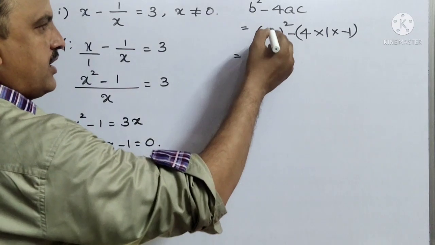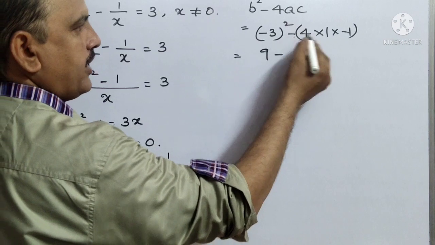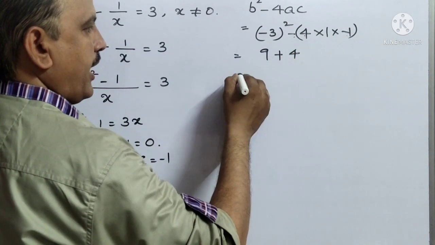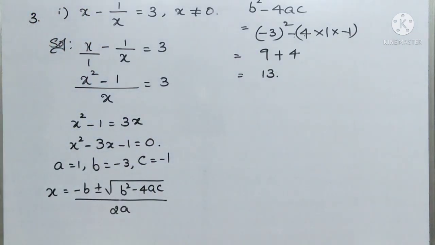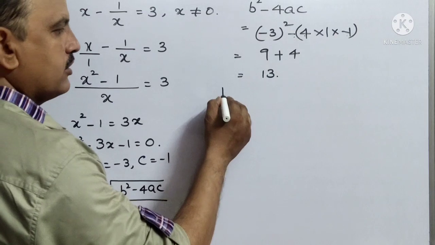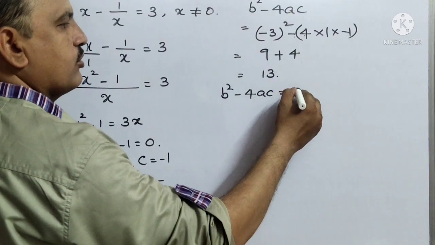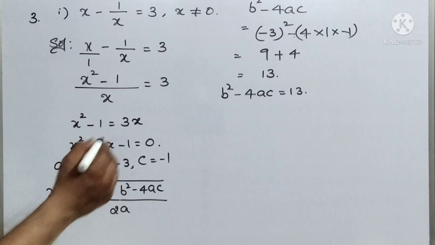Now minus 3 square means minus 3 into minus 3, 9. Minus into minus plus, 4 ones are 4. So 9 plus 4 equals to 13. So b square minus 4ac value you got 13. B square minus 4ac equals to 13 you got. Okay, that means this is completely simplified now. Now it will become very easy for you.